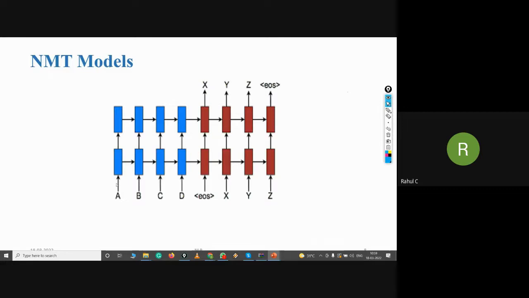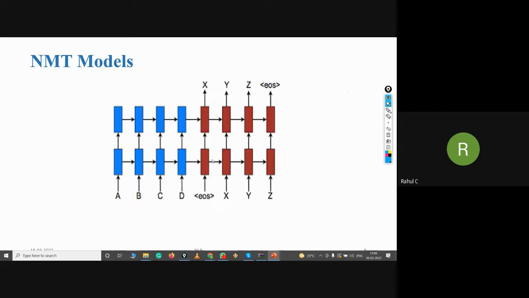Suppose the source sentences are like this. This is the NMT model, an exact representation of the NMT model, here in the training phase. This is A, B, C, D, all the words of a source sentence, and this is given to the recurrent neural network. And from the recurrent neural network, this is the translated output.